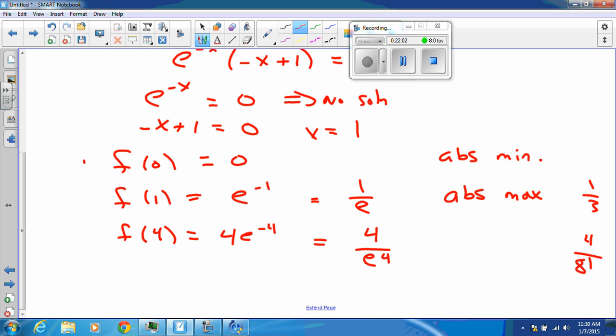I'll put up a video about optimization. Optimization is going to be doing exactly this in a word problem context. And we're going to be spending the next few days on optimizing. I know that I did not, as promised, make you write down the extreme value theorem because we ran out of time. Trust me, I have not forgotten.